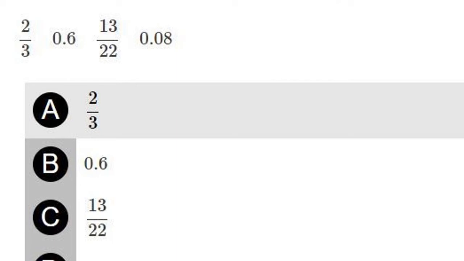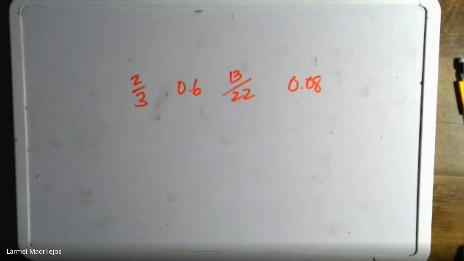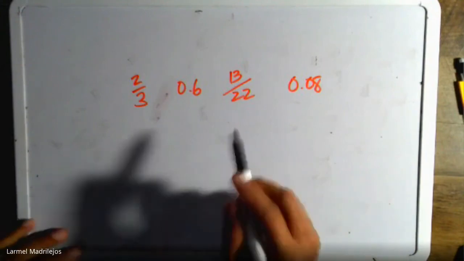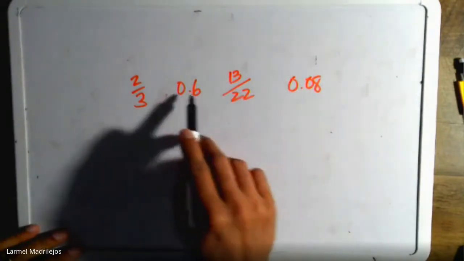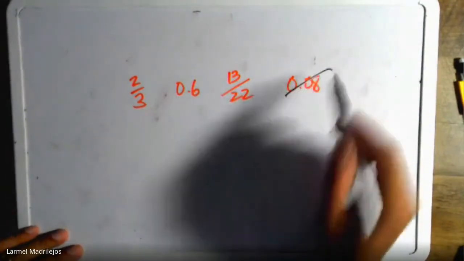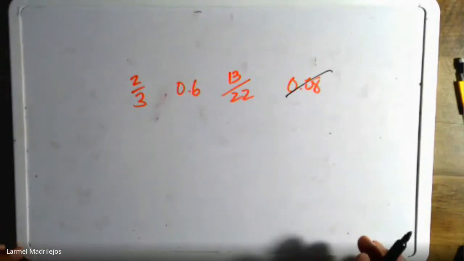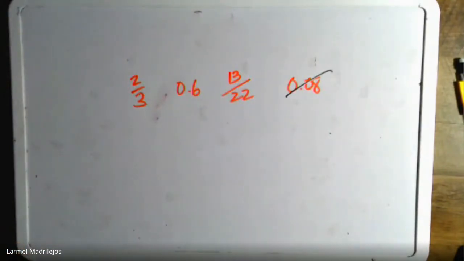Okay, the largest number, greatest. Easier for me here is to divide, or to convert them to decimals. If I look at these two, 0.6 and 0.08, this one is greater, so D is not an answer. Remove that from your choices.